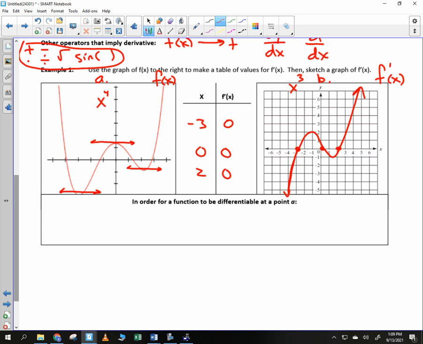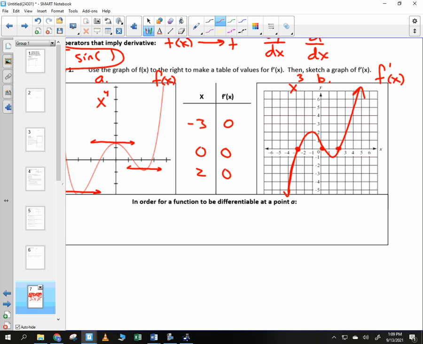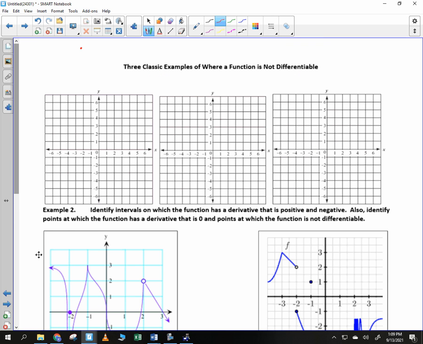It turns out that a lot of functions are differentiable. Not all functions are differentiable. We're going to skip that box, but we're going to talk about some functions that are not differentiable here. Here's a case where a function is not differentiable.